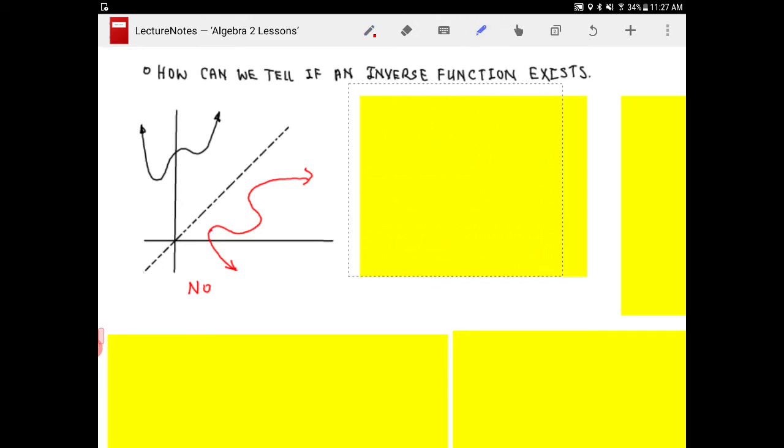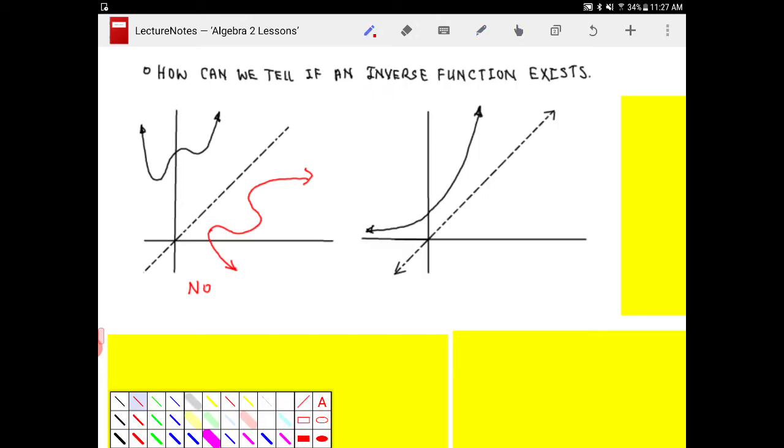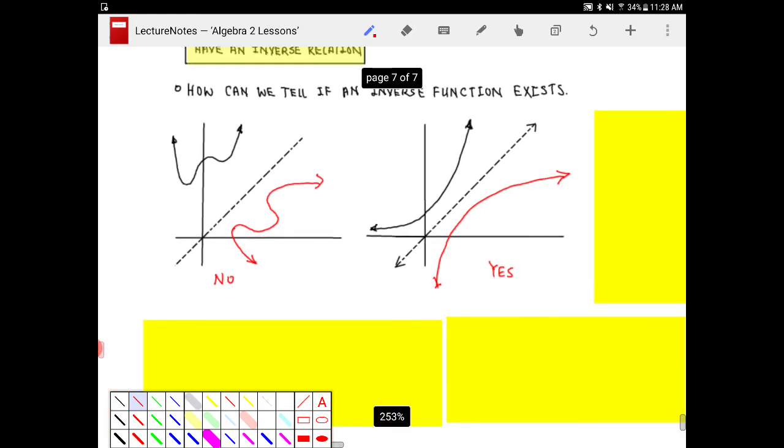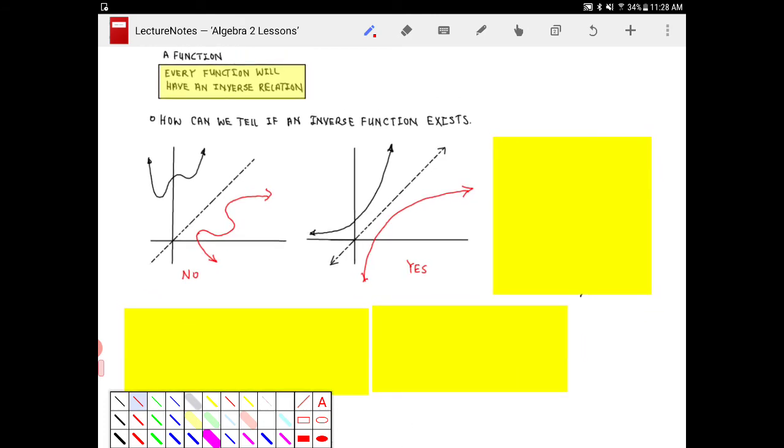What about this guy? Again, I'm going to try the best of my ability to draw this. So again, the reflection would look something to this effect, right? Will an inverse function exist here? It certainly looks that way, right? So this is yes, of course. Try to come up with a pattern of how we can identify whether or not an inverse function actually exists.